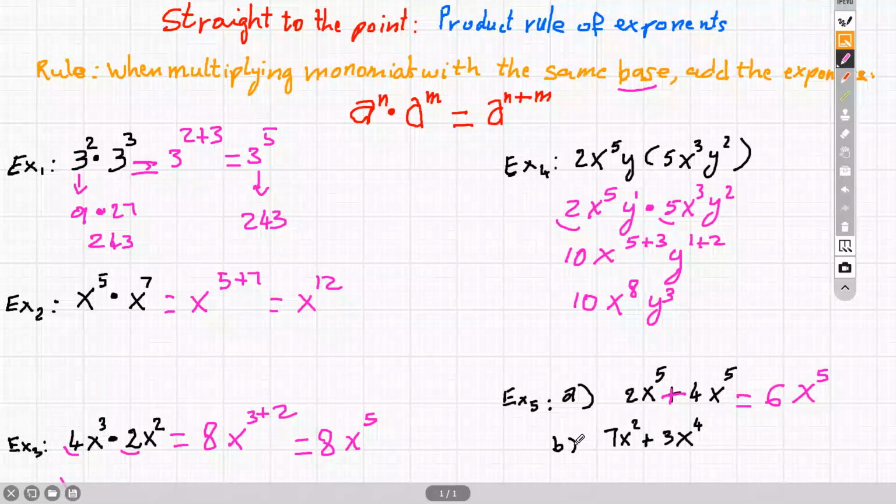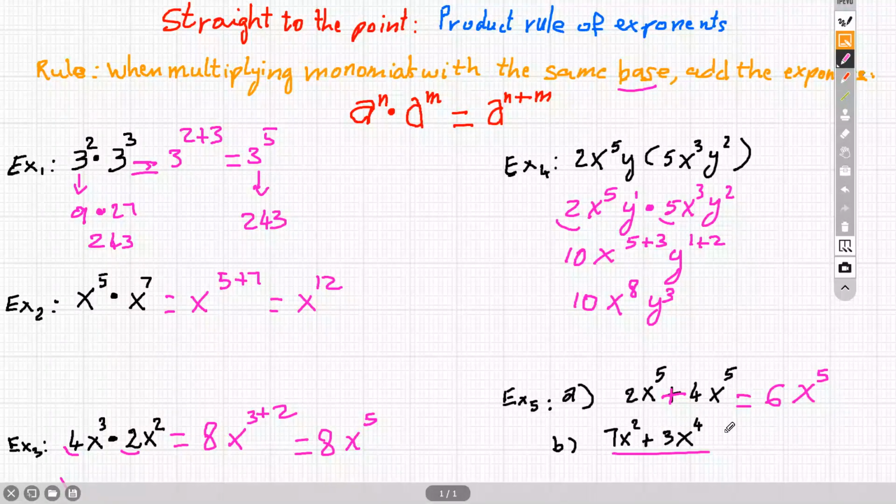Now, for case B, these are not like terms, right? Even though the variables are the same, the exponents are not the same. So you cannot do anything with this. This is done as it is.